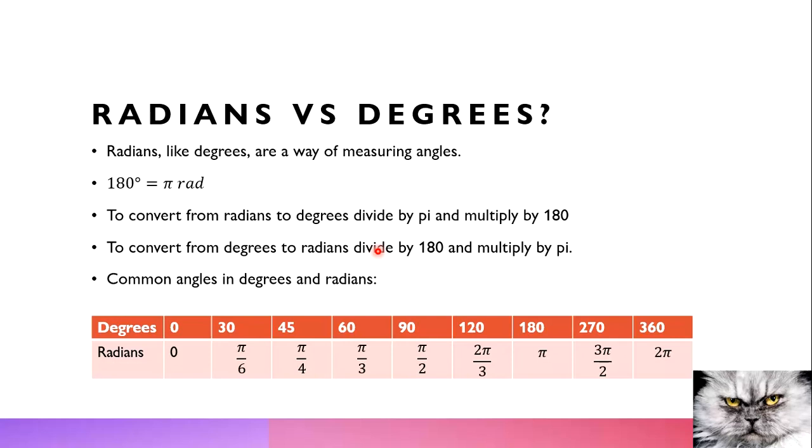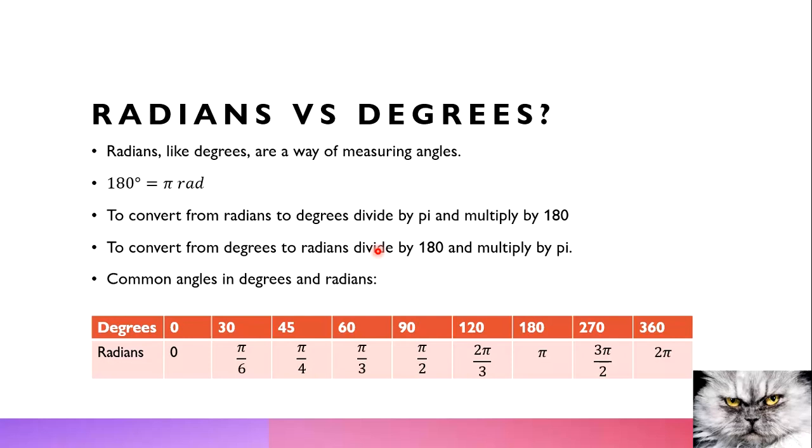But 0 degrees is 0 radians. 30 degrees is pi over 6 radians. 45 degrees is pi over 4 radians. 60 degrees is pi over 3 radians. 90 equals pi over 2. 120 is equal to 2 pi over 3. 180 is pi. 270 is 3 pi over 2. And 360 is 2 pi.